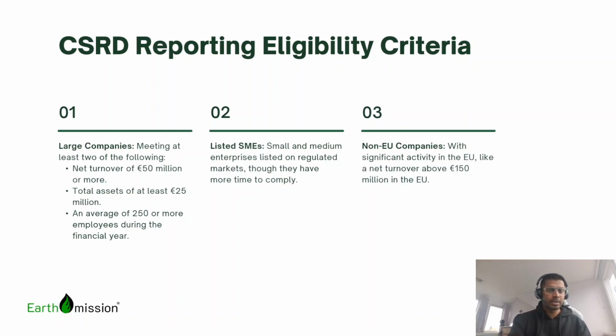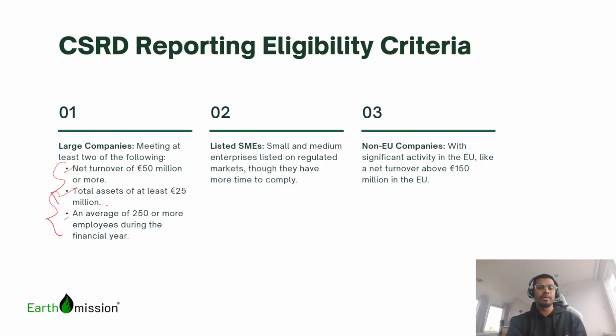The first one is large companies. There is also a meeting criteria. Large companies who meet at least two of the following: the first is a net turnover of 50 million or more, or total assets of the organization of at least 25 million. And the third is a company having an average of 250 or more employees during the financial year. If any two of these are met, large companies are eligible for doing a CSRD report, and it is mandatory for them from 2025, the current year, onwards.